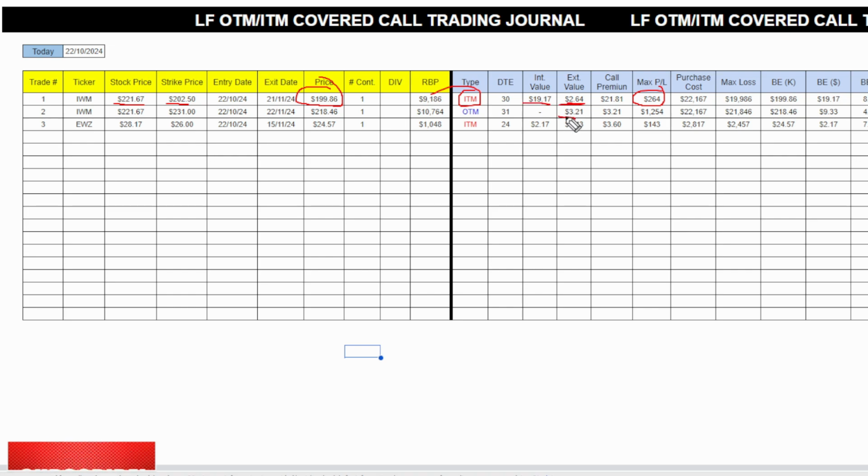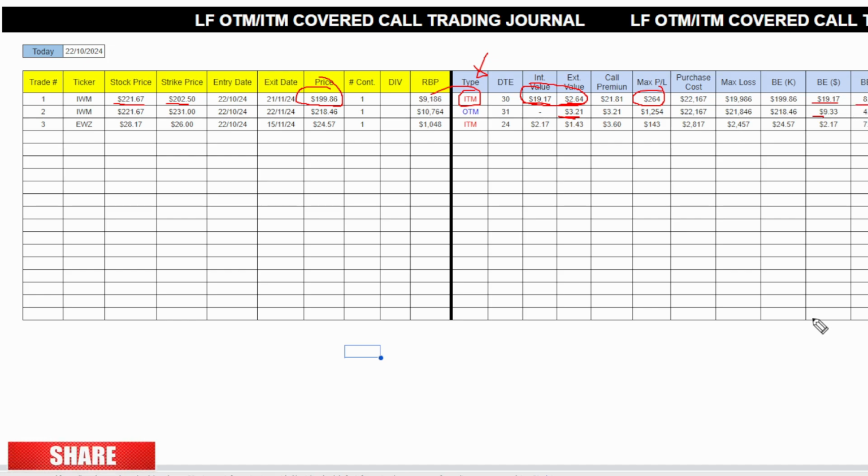But as you can see, now we have intrinsic value and extrinsic value. Before, we only had extrinsic value, which was the full price of the call option. Now we have both intrinsic and extrinsic value, because this is in the money. But look at this. Our break even in terms of dollars now is 19.17 and not only $9. And in terms of downside protection, we get 8.65.